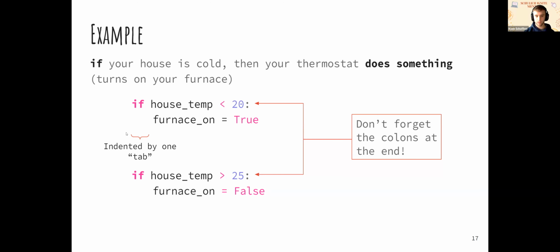It's the same as while loops. It's the same as functions like what we've done in setup and draw. Also, don't forget the colon at the end here. But essentially what will happen is if the house temp is less than 20, the furnace on will be set to true. That will happen. If the house temp is greater than 25, the furnace will be turned off essentially, or the furnace will not be on. This is basic syntax. Again, we'll build on this more.